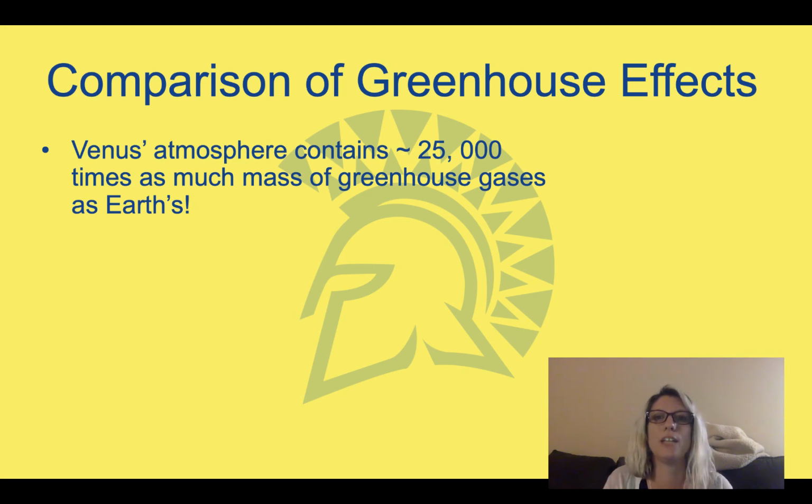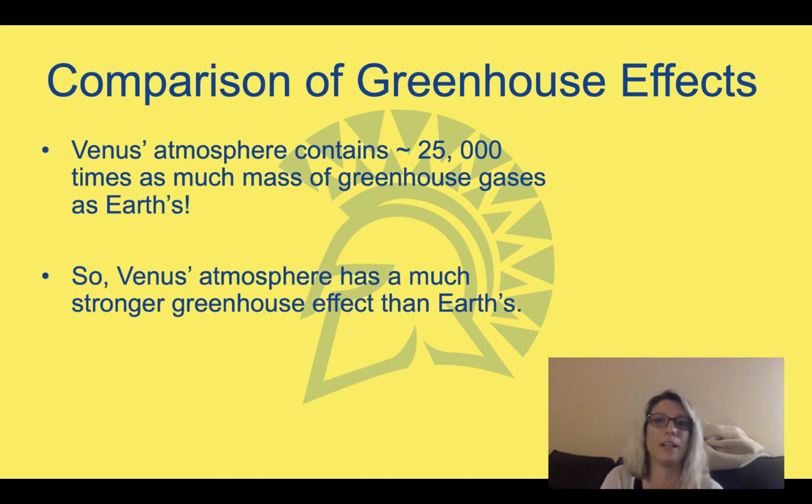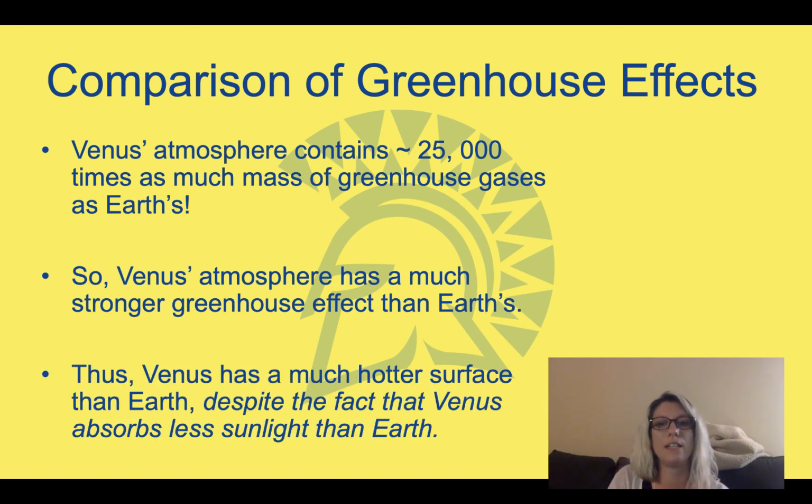Venus's atmosphere contains around 25,000 times as much mass of greenhouse gases as Earth's. Wow. So they got a lot of CO2 and a lot of greenhouse effect going on. Thus, Venus has a much hotter surface than Earth, despite the fact that it absorbs less sunlight. So basically, it's really got a lot of greenhouse effect going on. The sunlight comes in and then it's not able to escape because the atmosphere won't let it escape.